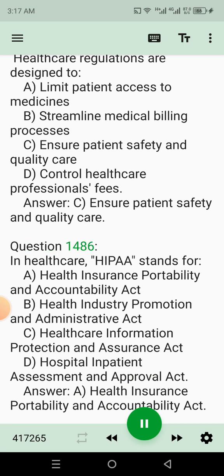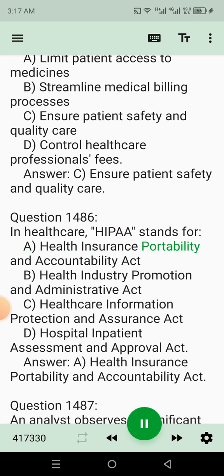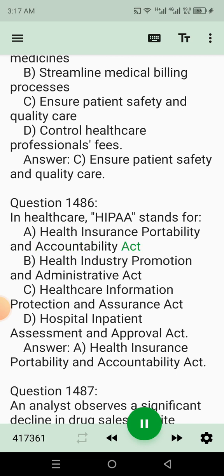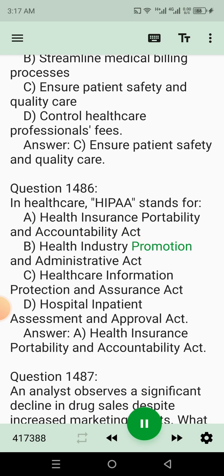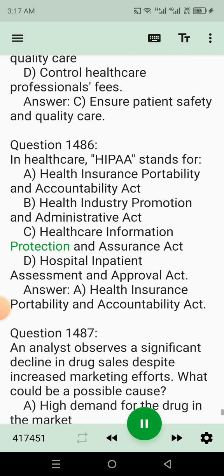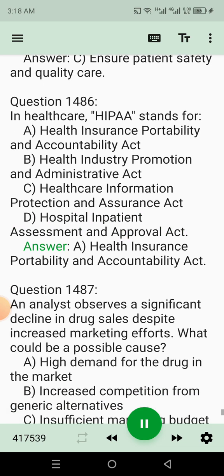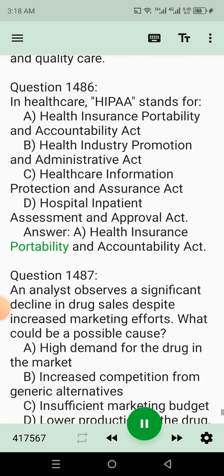Question 1486. In healthcare, HIPAA stands for: A. Health Insurance Portability and Accountability Act. B. Health Industry Promotion and Administrative Act. C. Healthcare Information Protection and Assurance Act. D. Hospital Inpatient Assessment and Approval Act. Answer. A. Health Insurance Portability and Accountability Act.